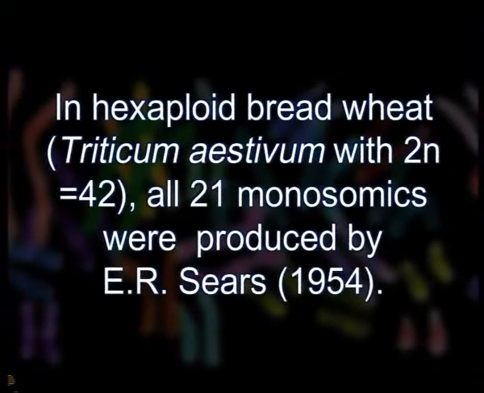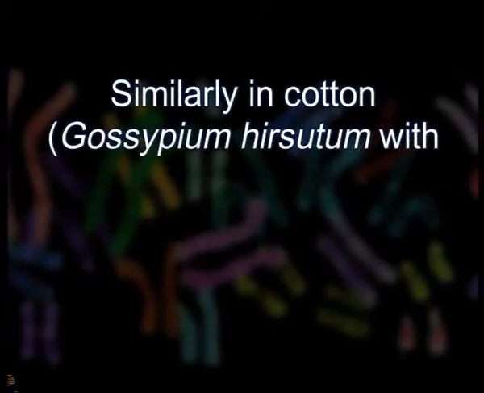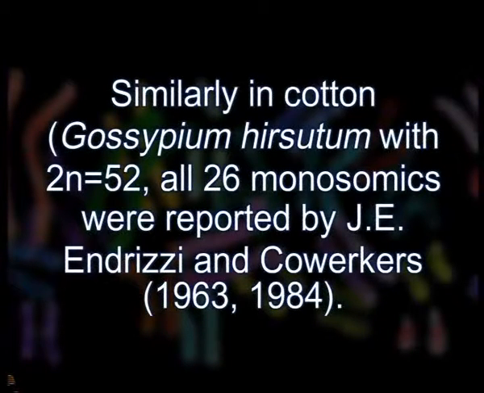For example, in hexaploid wheat, all 21 monosomics were produced by E.R. Sears in 1954, whereas in Nicotiana tabacum, which has 2n equal to 48, 24 possible monosomics were produced by Claassen and Cameron in 1944. And finally, in cotton, Gossypium hirsutum, which has 2n equal to 52, 26 monosomics were reported by J.E. Endrizzi and his co-workers in 1963 and 1984. The monosomic condition is designated according to the chromosome number which is missing.